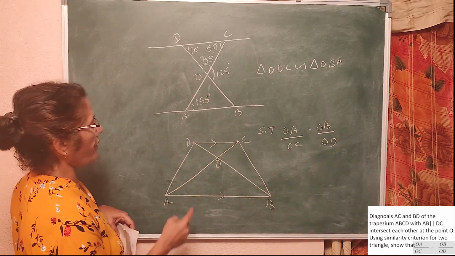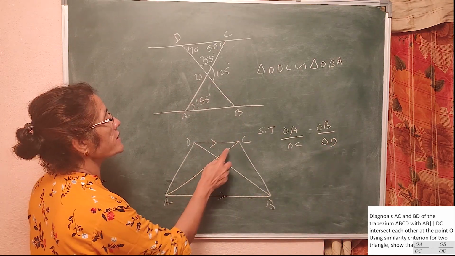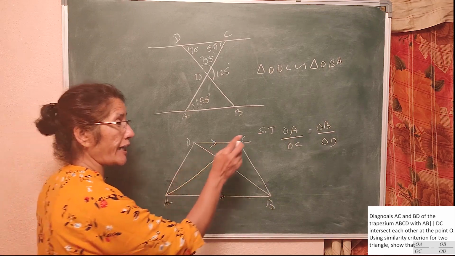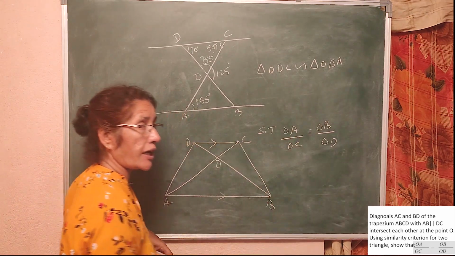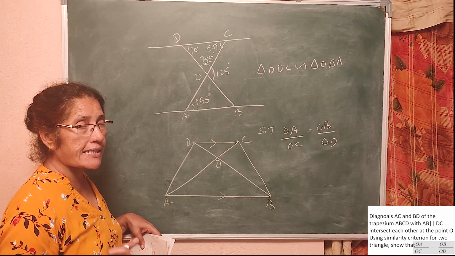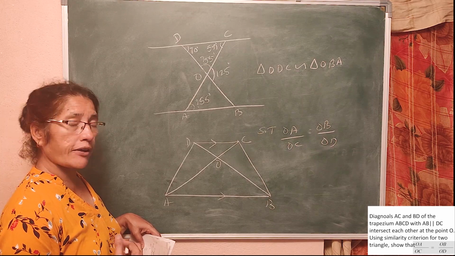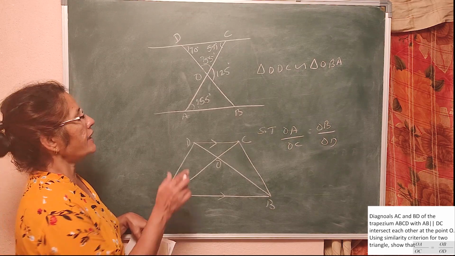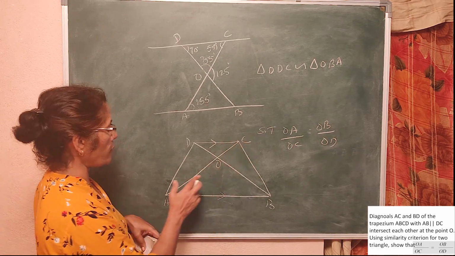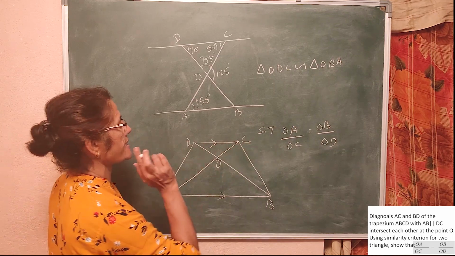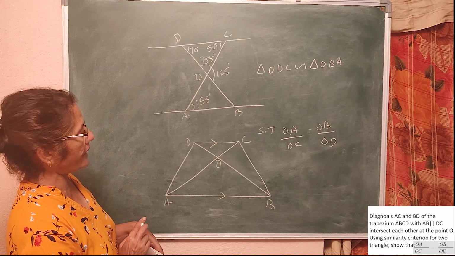Look at OA. Where is OA? OA and OC, OB and OD. It is possible to write down that the sides are proportional only when the two triangles are similar. Can I prove that they are similar? Definitely yes. Whenever I want OA and OC, take the triangles which contain these sides. So what are the two triangles I can take?